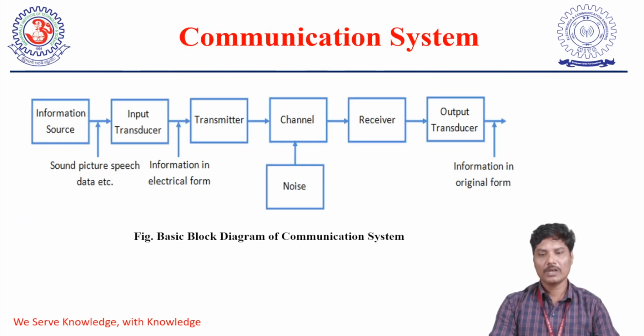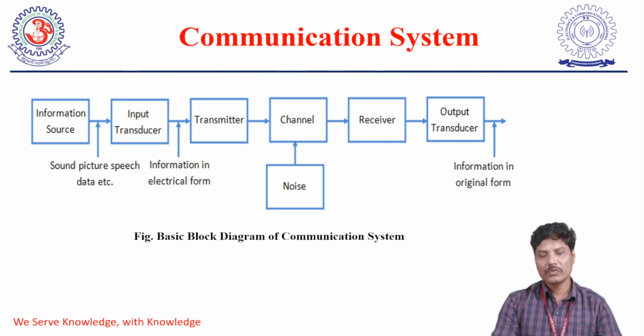Next, we are going to see the communication system. In order to establish a communication, we need some basic elements. The connection of all these elements we call a communication system. The first one is the information source.